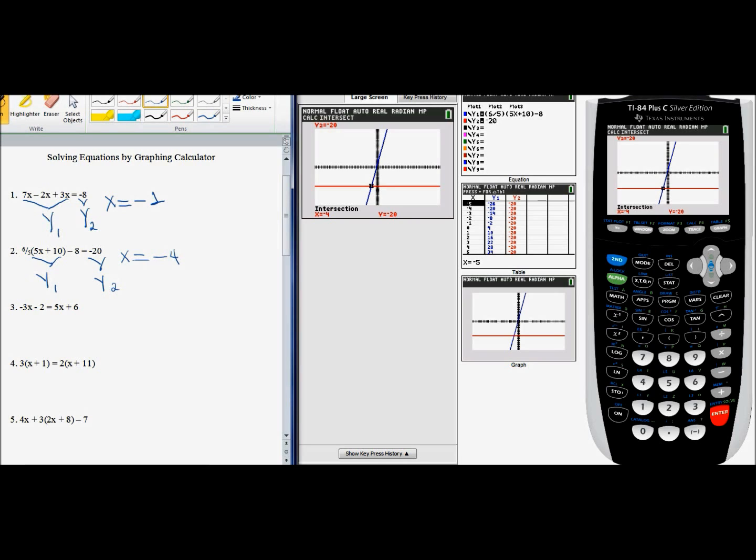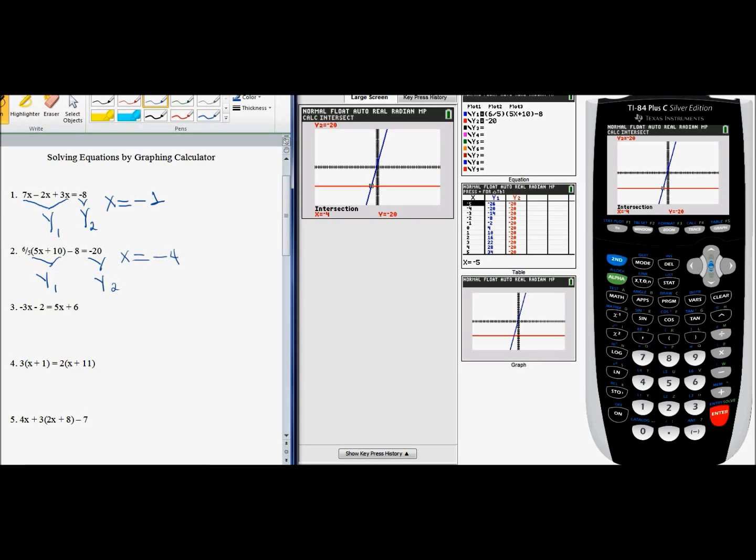Now a lot of times when you're solving equations, you may not have to zoom out, you may not have to do any of that, but if you do, I need you to know how to do that. I really want you to know how to do that, okay? So let's go back to our next equation.